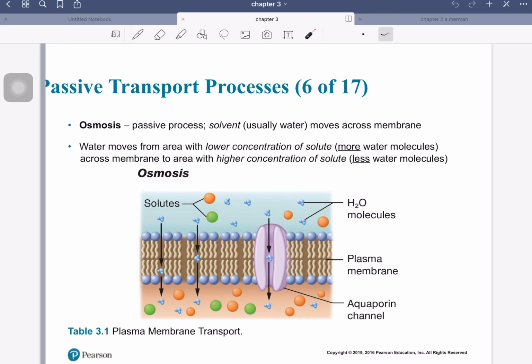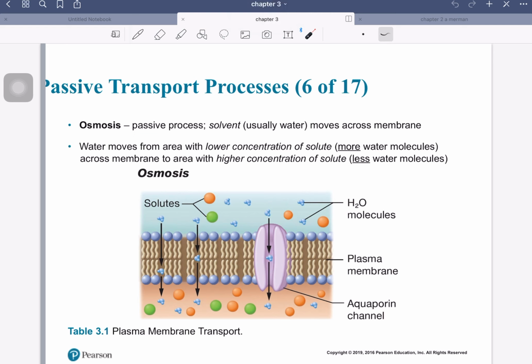In this video, we'll be talking about the process of osmosis. Now, let's start off by defining what osmosis is. So osmosis is a passive process. So we're not talking about a form of active transport here.